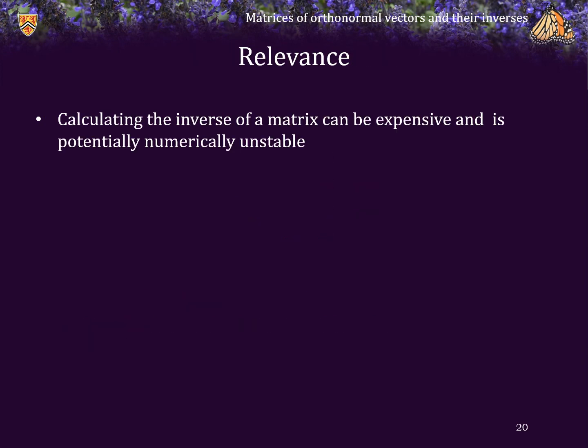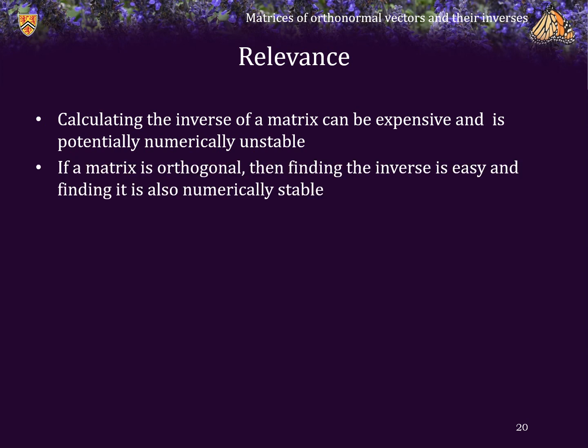So what's the relevance of this topic? Well, calculating the inverse of a matrix can be expensive, and it is potentially numerically unstable. If a matrix, however, is orthogonal, then finding the inverse is easy, and finding it is also numerically stable. Consequently, when we look at future algorithms, we will very often be looking to see whether or not we can include an orthogonal matrix in the result.